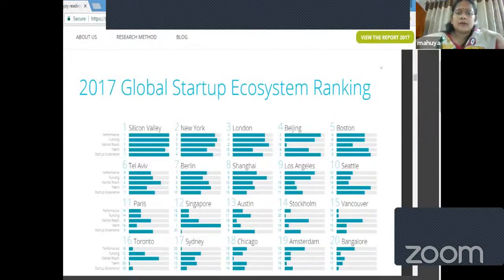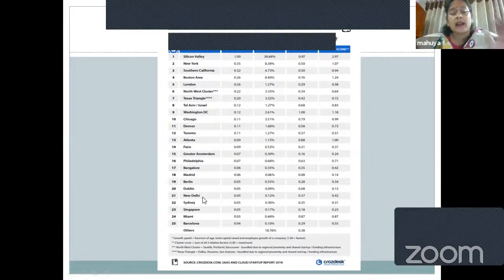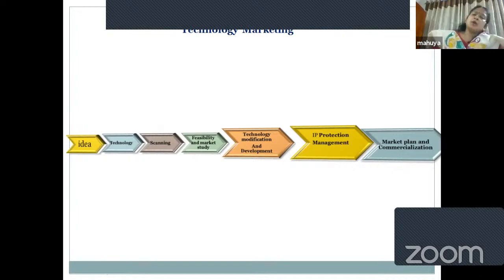However, in the 2017 global trend, we can see Bangalore is in 28th position and Delhi is in 21st position in overall startup trends. But in West Bengal, we are in no position. So what to do? We have to have new ideas, new innovation.